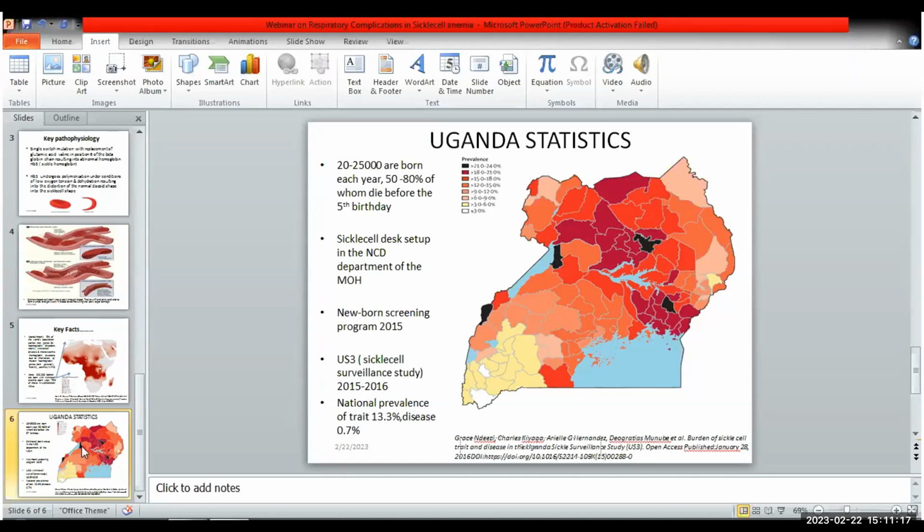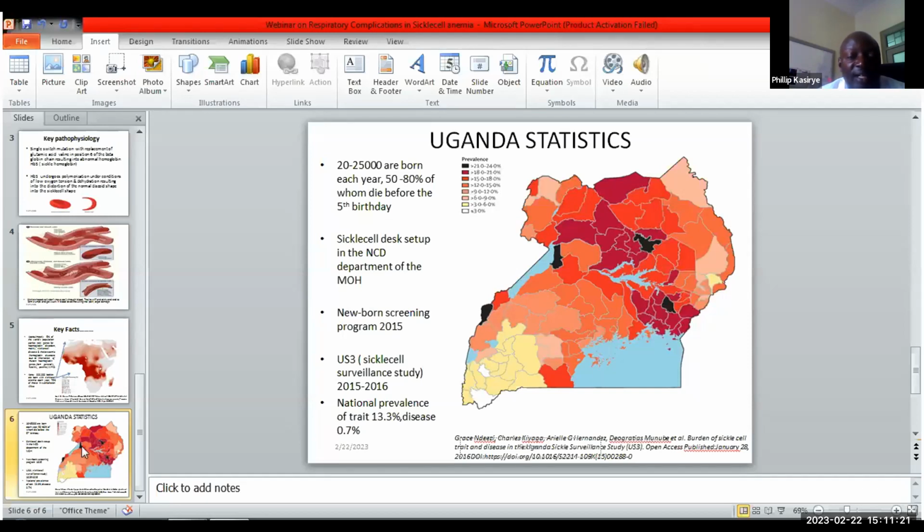Around the same time in 2015, the ministry carried out a national sickle cell surveillance that by and large mapped the disease across the country and showed that we have sickle cell across the country, but with a higher prevalence in the mid-north, the areas shaded in magenta or purple, followed by the east central, stretching from around Jinja to Soroti area, then closely by the central, and lastly Western Uganda, where we have the least prevalence.